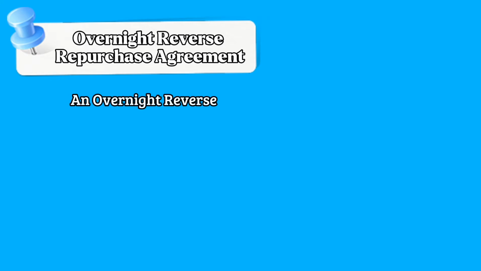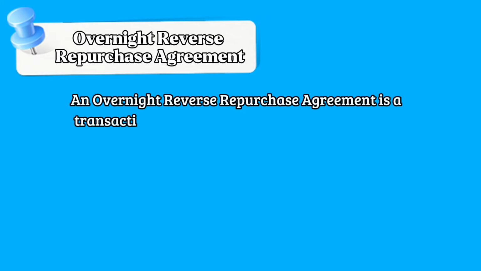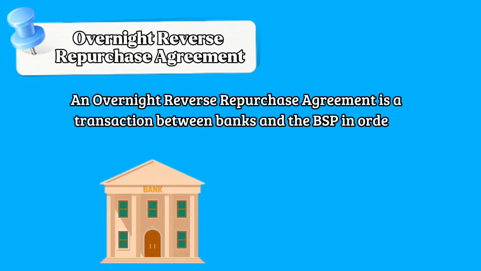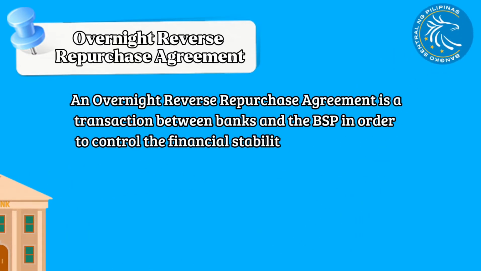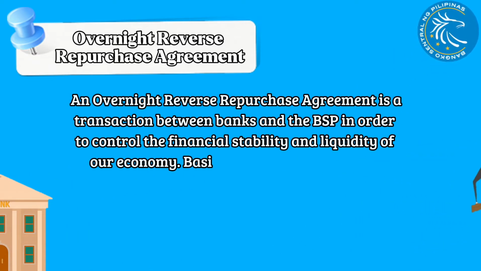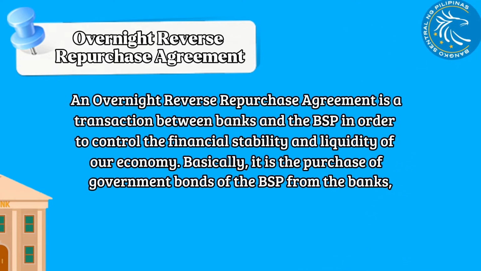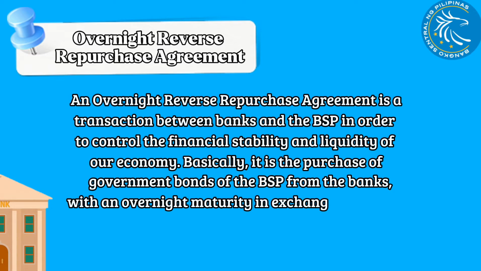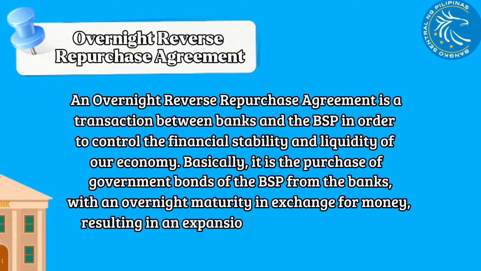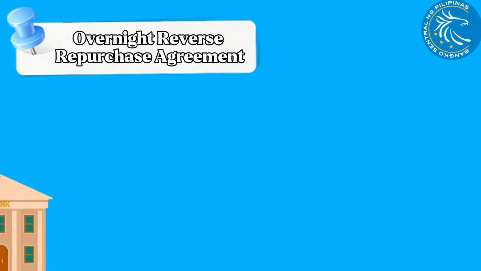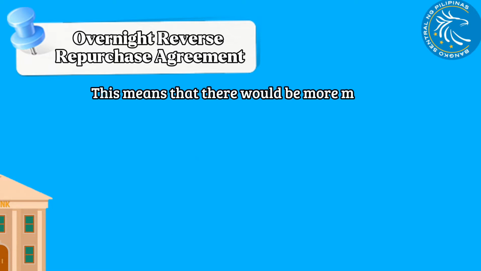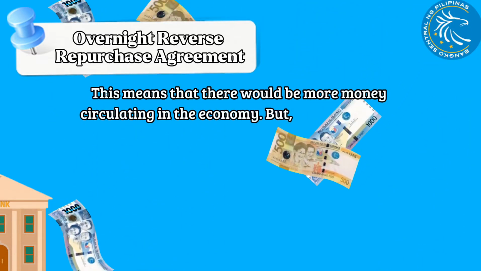An Overnight Reverse Repurchase Agreement is a transaction between banks and the BSP in order to control the financial stability and liquidity of our economy. Basically, it is the purchase of government bonds of the BSP from the banks with an overnight maturity in exchange for money, resulting in an expansionary effect on liquidity. This means that there will be more money circulating in the economy.